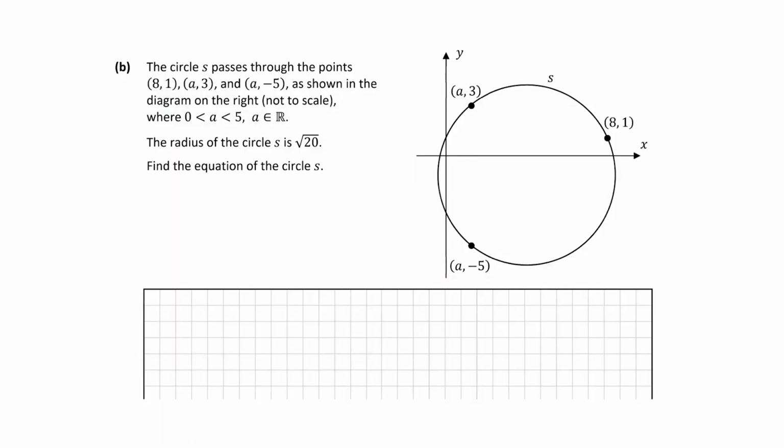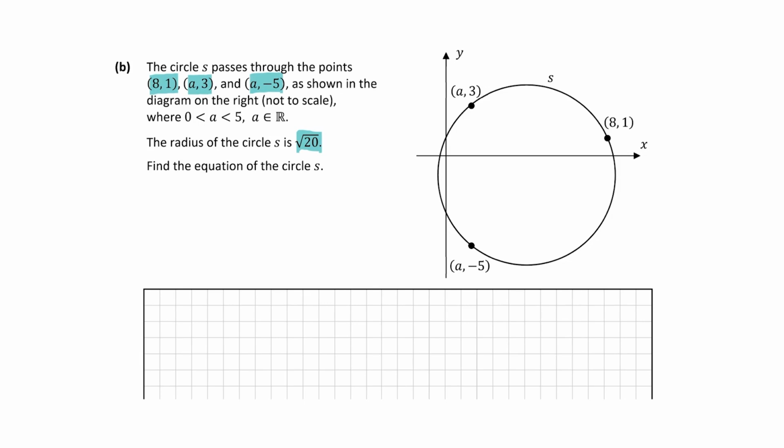The last question, question B, tells us that the circle S passes through the points (8, 1), (a, 3), and (a, -5) as shown in the diagram to the right, where a is between 0 and 5. The radius of the circle S is root 20. Find the equation of circle S.